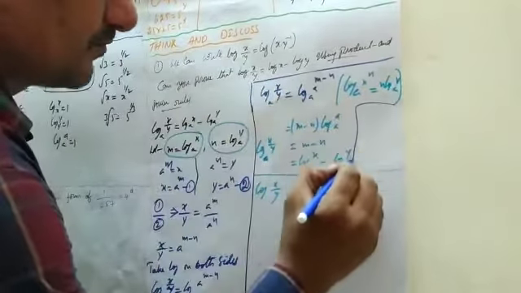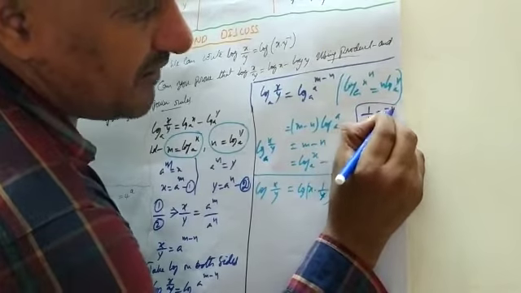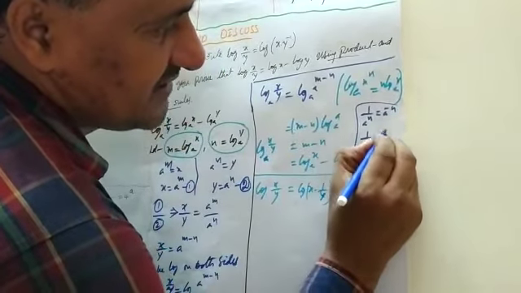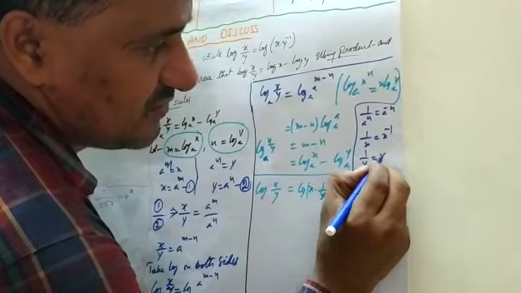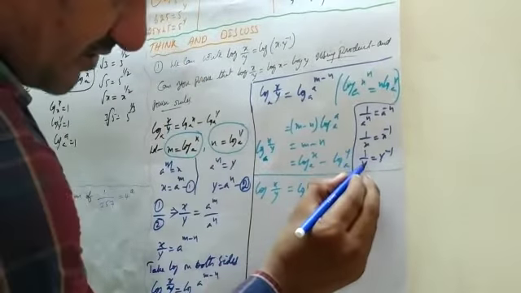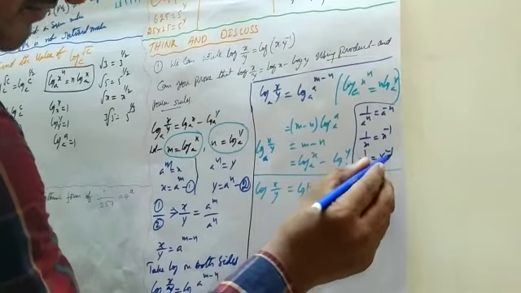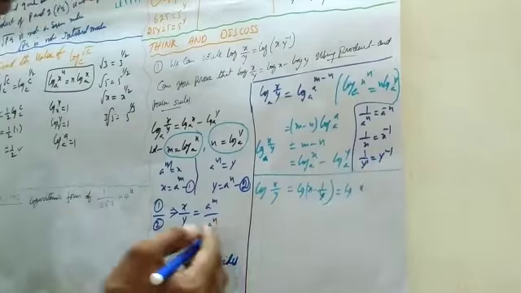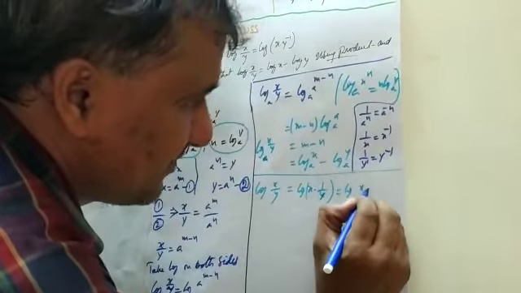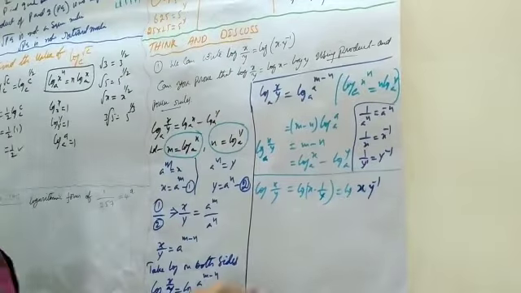1 by a power n is equal to a power minus n. At the same time, 1 by x is equal to x inverse. Therefore, 1 by y is equal to y inverse, y power minus 1. The denominator changes into the numerator and the power's sign will be changed. Therefore, x into y power minus 1. This is a product.